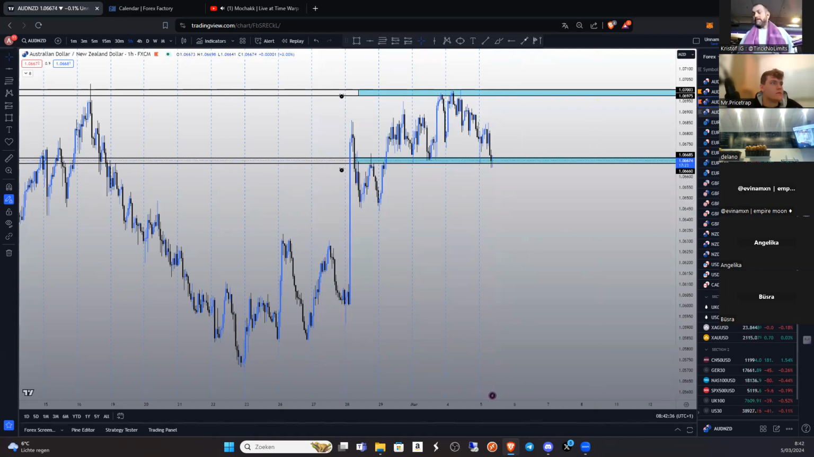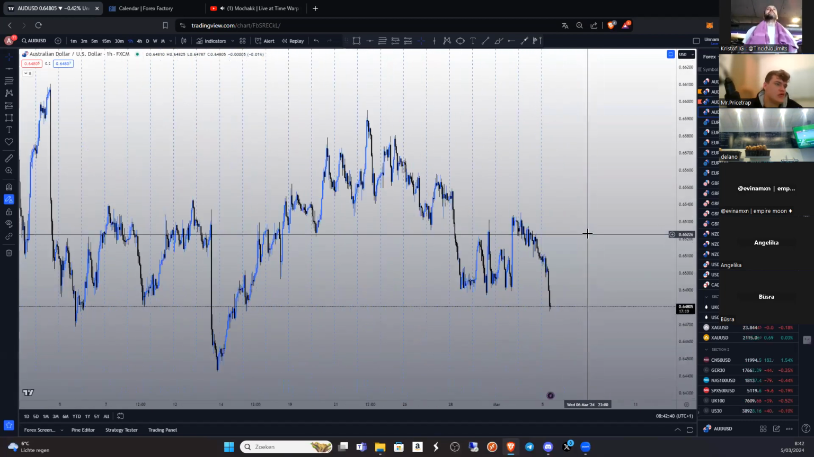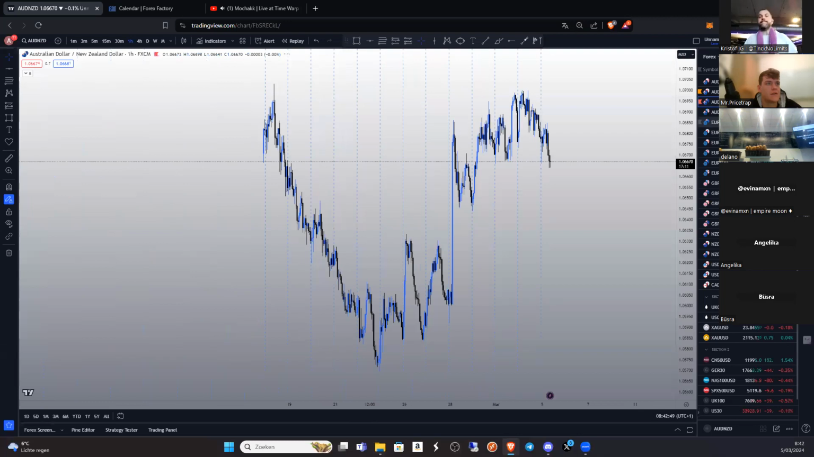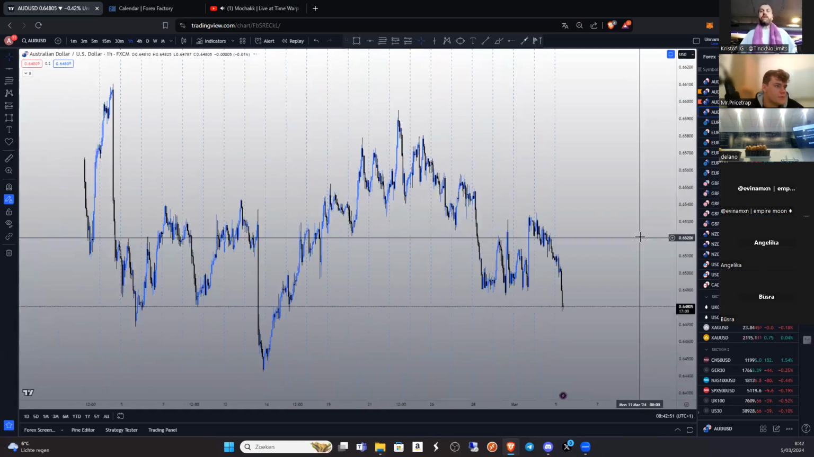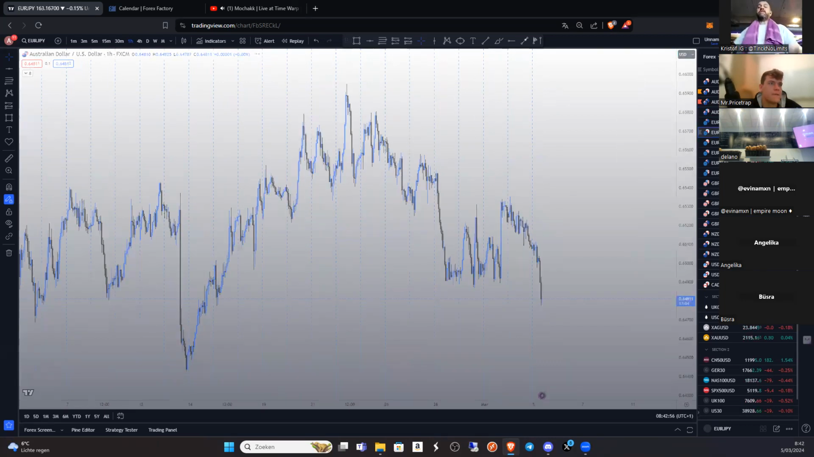There we go. AUD NZD. AUD USD, share. Doubting a bit about this one. Which one had you? AUD NZD I already have, so I will come back for AUD USD. What did you have left? Euro JPY.